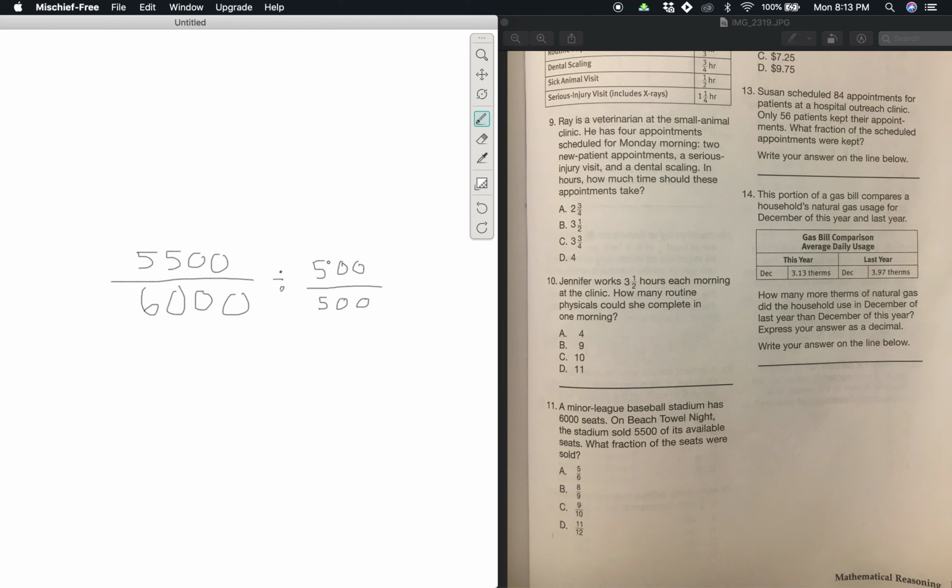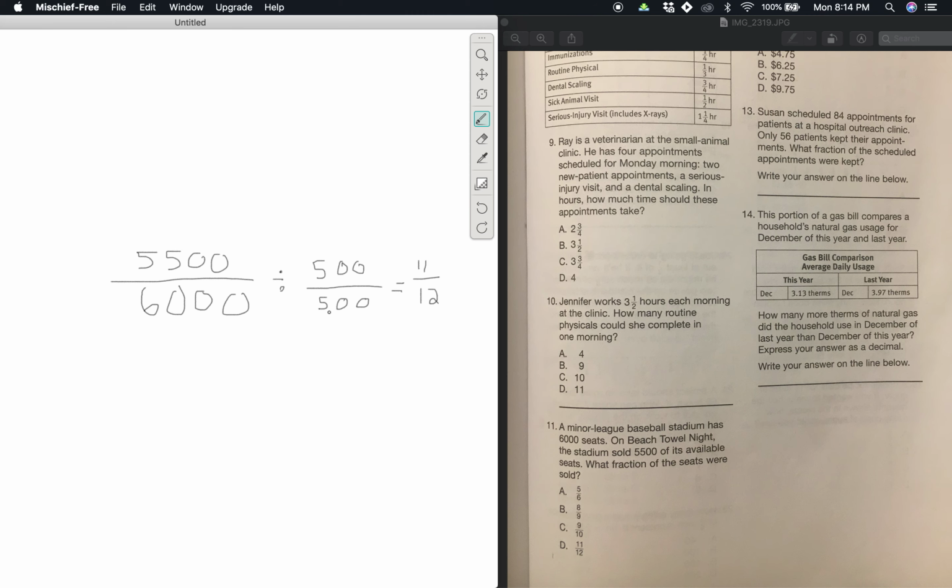Okay, so 5,500 divided by 500. Well, 500 goes into that 11 times. And how many times does 500 go into 6,000? 12 times. Okay. So that is your answer for number 11: 11/12.